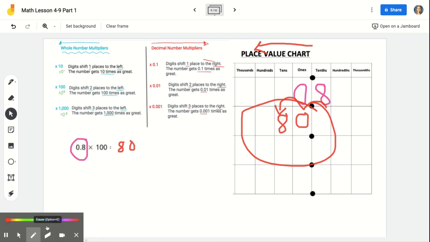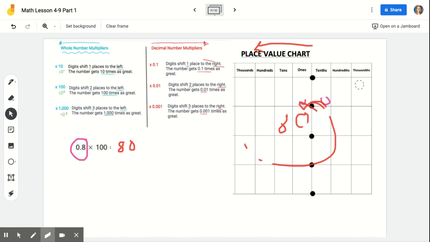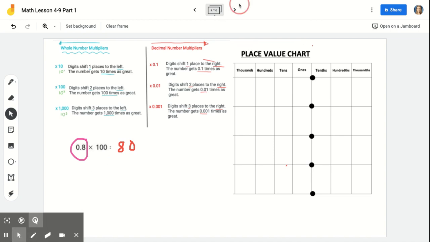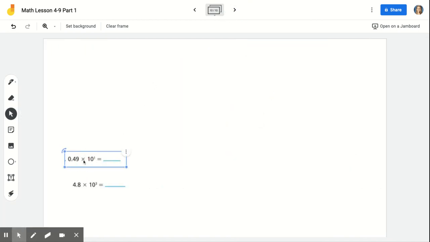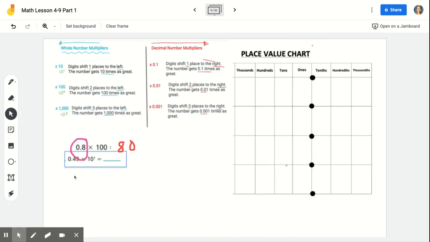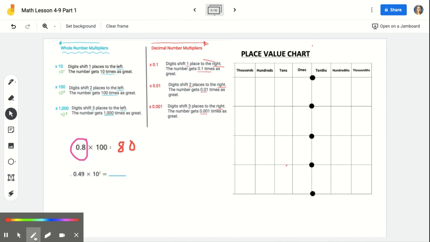Let's try another one. So go ahead and erase your place value chart. You can keep that problem on your whiteboard, though, to refer back to. Let's try something that involves an exponent. Let's do 94 hundredths times 10 to the first power. Again, I see the factor here, 10 to the first power, and I know we can use shifting patterns to solve. 10 to the first power is the same as times 10.